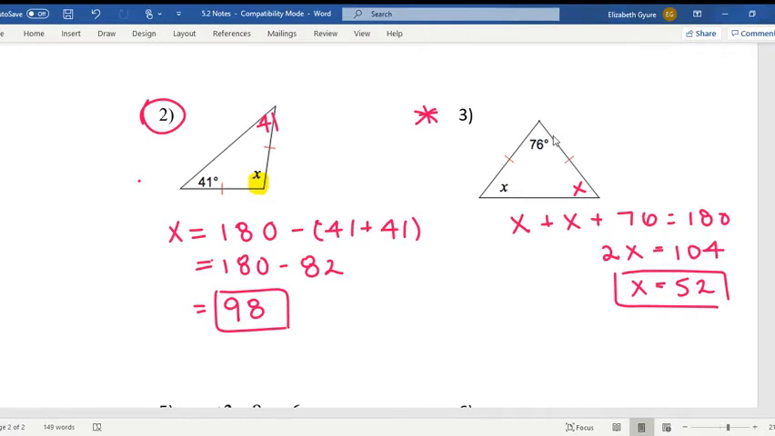80 minus 28, 76 plus 28. You did a lot of things. I don't know. It ended up working out, I guess.